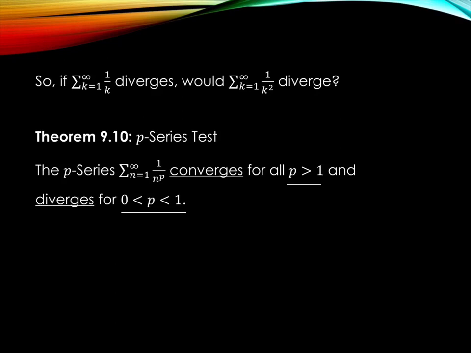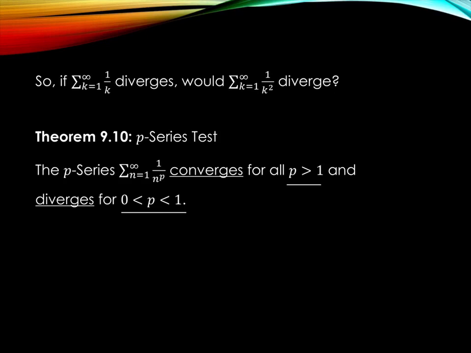So if you have the summation from k equal 1 to infinity of 1 over k and it diverges, which it does, would the summation from k equal 1 to infinity of 1 over k squared diverge? Because those are very similar graphs, aren't they? If you look at the graph of 1 over k squared, it looks a lot like 1 over k, 1 over x squared. The P-series test actually tells us exactly when something of that form converges and when it doesn't.